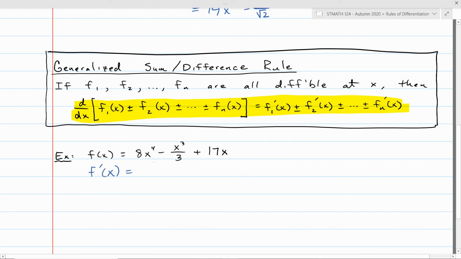So the derivative of the first piece would be 32x to the 3rd. The second piece, I'd bring the 3 down. It would cancel with the 3 in the denominator, so I just get minus x squared. And then the derivative of that 17x would be just plus 17x to the 0.